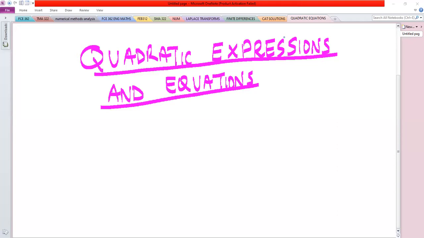Welcome to this class. In this session, we introduce the chapter quadratic expressions and equations. So we'll start by defining what we mean by quadratic expression, then define quadratic equations, give a few examples of quadratic expressions and equations, and then state methods of solving quadratic equations.